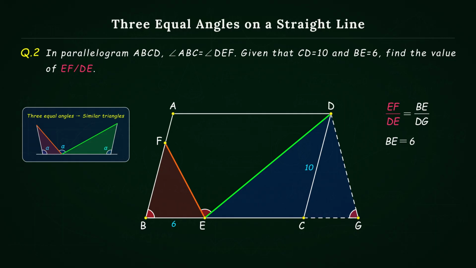Since ABCD is a parallelogram, AB is parallel to CD. Therefore, these 2 angles are equal, creating a 4th equal angle on the same straight line. As a result, triangle CDG is isosceles, so DG is equal to CD, which is 10. So, we have our final answer.